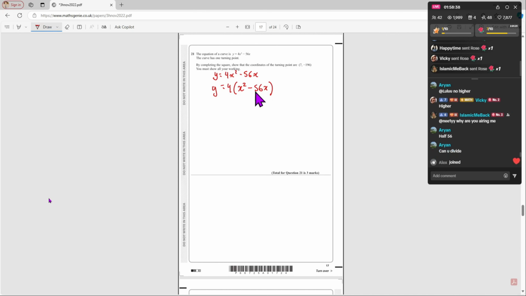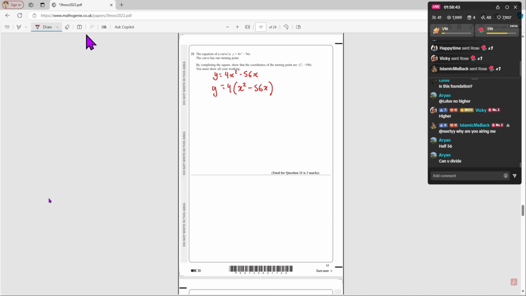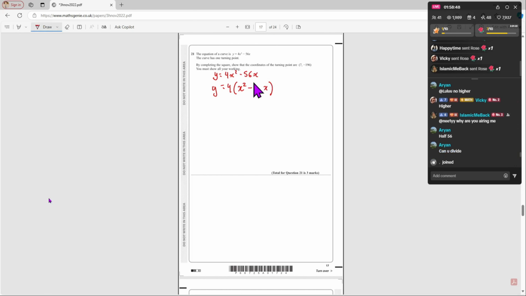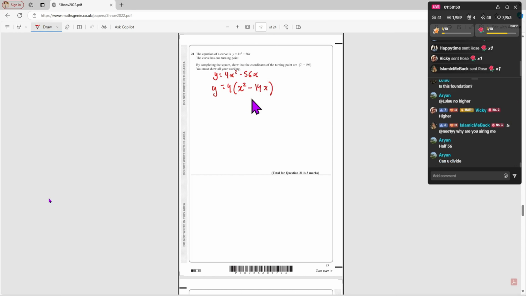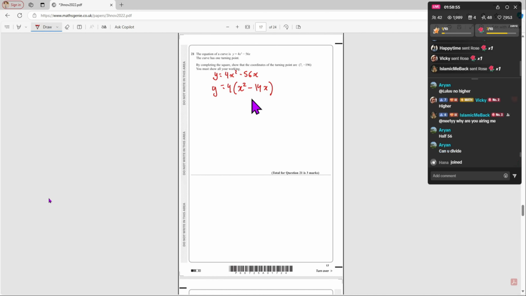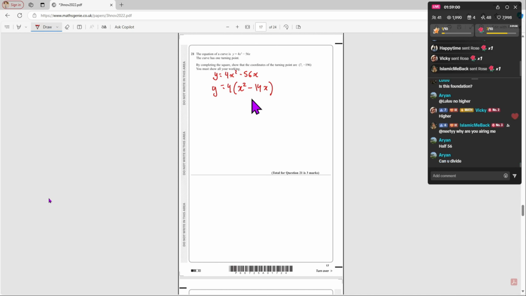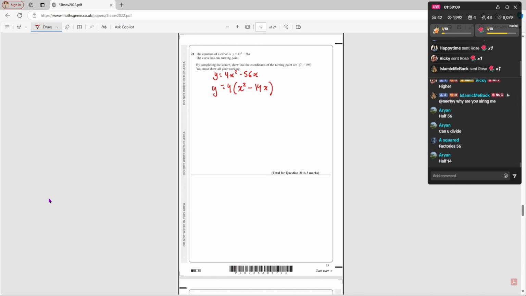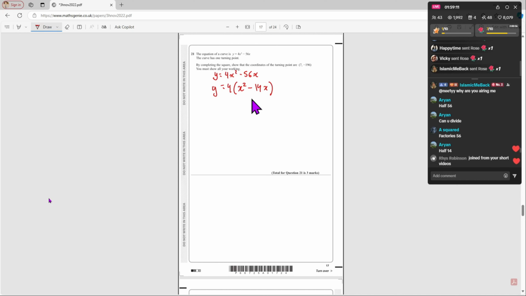Okay? And now, it's not going to be 56. We have to factorize out. So it's going to be 14 instead, 14x, like that. So now, once we have factorized it out, yes, now we're going to half 14.